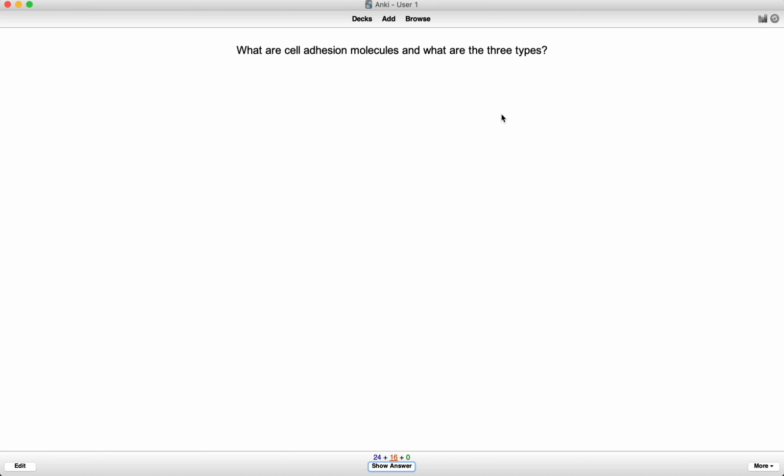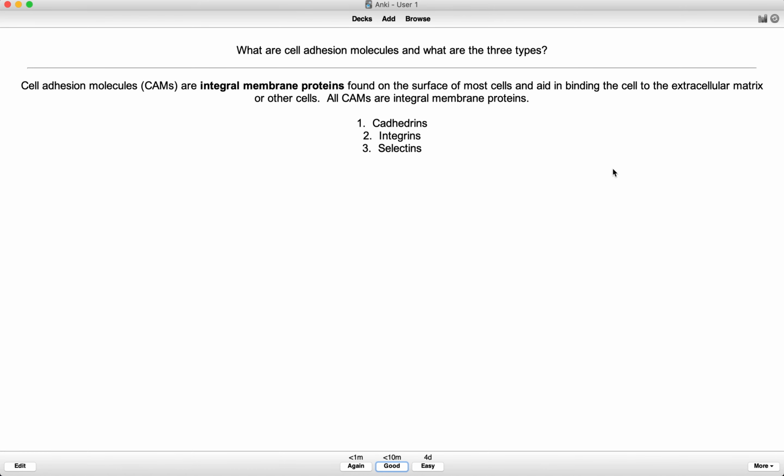Cell adhesion molecules, or CAMs, are proteins that keep cells connected to the extracellular matrix or other cells, and they're usually all integral membrane proteins. Examples are cadherin, integrin, and selectin.